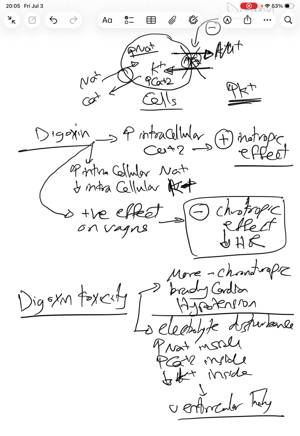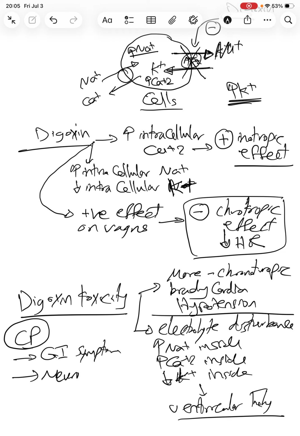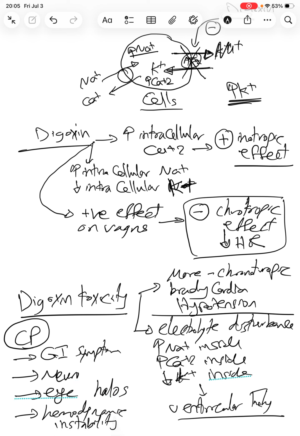Also, the clinical picture of digoxin toxicity can include GI symptoms: nausea, vomiting, diarrhea; neuro symptoms: confusion, disorientation; eye symptoms: yellow and green halos; and hemodynamic instability, which is explained as you see here: severe bradycardia, hypotension, or ventricular arrhythmias. This is how digoxin can be toxic.